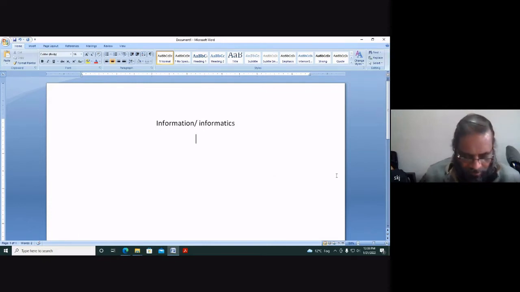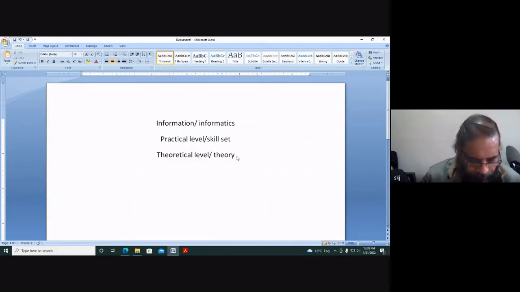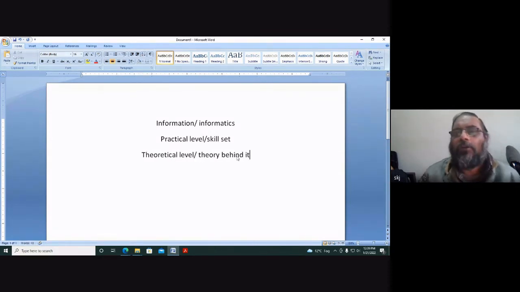Second, this course we can understand at the practical level, and nowadays people use one word that is called skill set. Third is the theoretical level, that is, what is the theory behind it, or the underlying theory. So the remaining portion we will try to cover at all these three different levels.